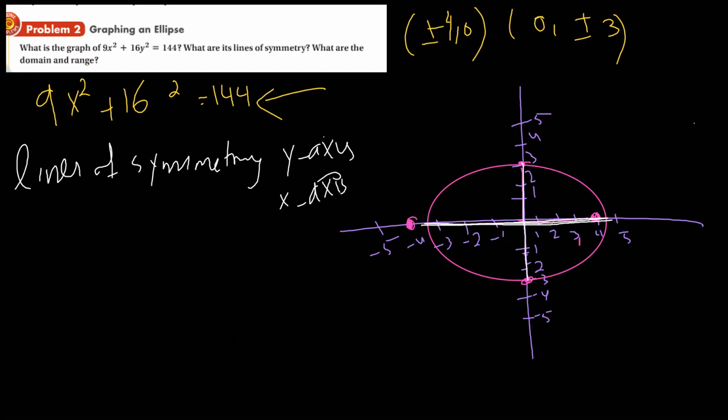Now, what are the domain and the range? I sketched the graph and found the lines of symmetry. Now I have to find the domain and the range. As I said yesterday, the domain means the x values. So the domain here is all real numbers from -4 to 4.